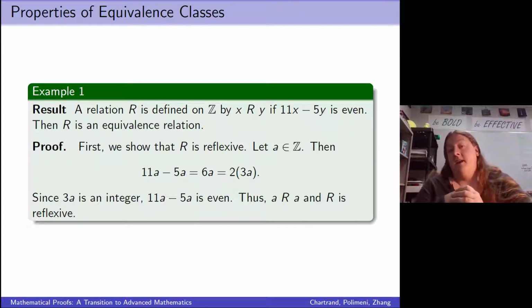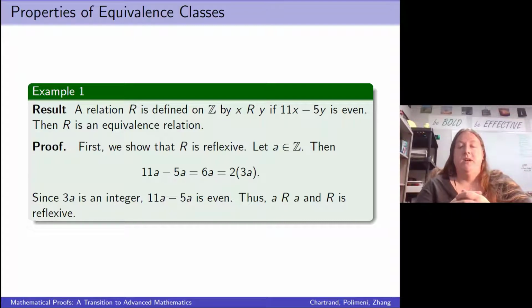So we're going to let a be some integer, and we're going to consider 11a minus 5a. Well, when we do 11a minus 5a, we get 6a, which equals 2 times 3a. Since 3a is an integer, then we have that 11a minus 5a is even. So a is related to a, making R reflexive.